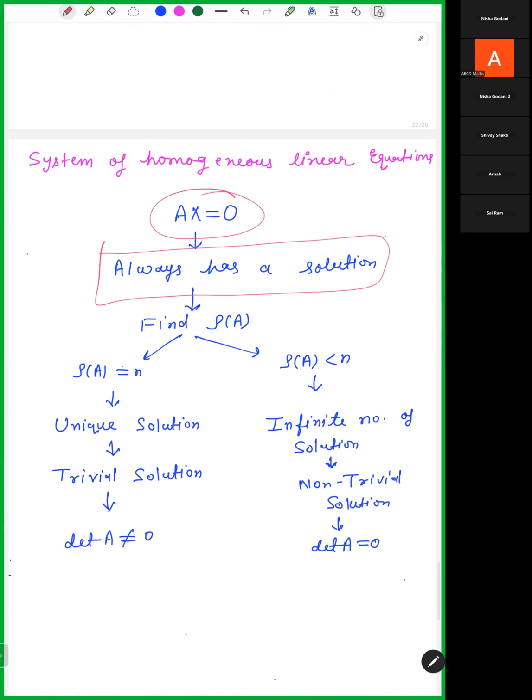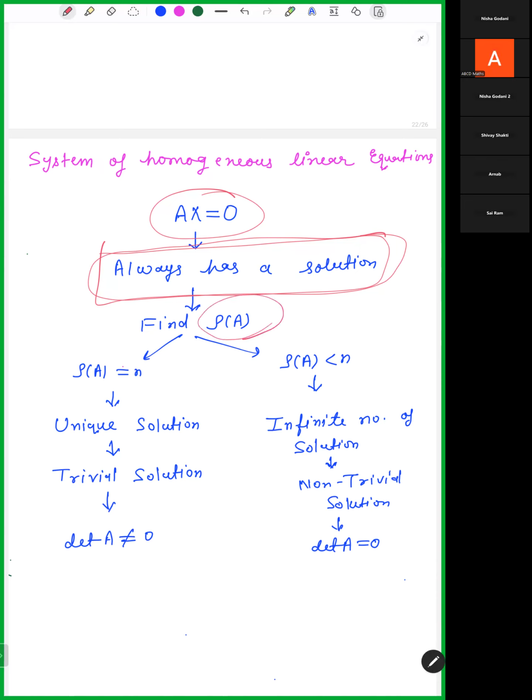So see here, the first thing is that it always has a solution. Now it is clear to you why always? Because 0, 0, 0 will always satisfy such a system. Now another thing is to identify whether this solution is unique, that is, 0, 0, 0 is the only solution, or there is another solution which exists and satisfies the system. So for that we find the rank.